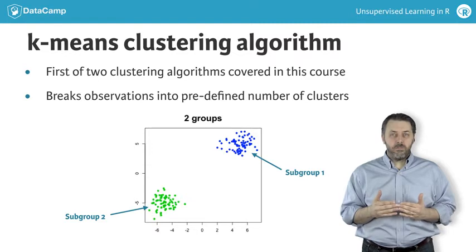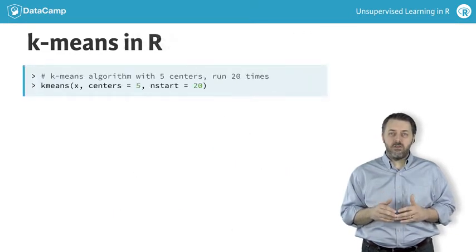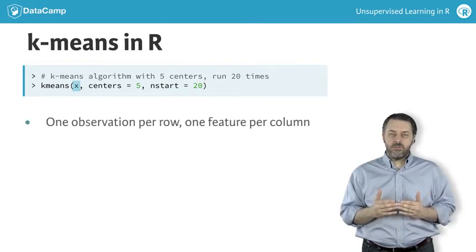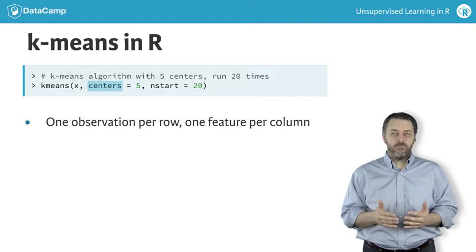K-means in R comes with the base R install. Invoking K-means in R is simply a function call to the kmeans function, typically with three parameters. The first parameter is the data, represented as x here. In K-means, like many machine learning algorithms, the data is structured in a matrix with one observation per row of the matrix and one feature in each column of the matrix. The next parameter for K-means is the number of predetermined groups or clusters. This parameter is called centers for reasons that will be covered in the next video.